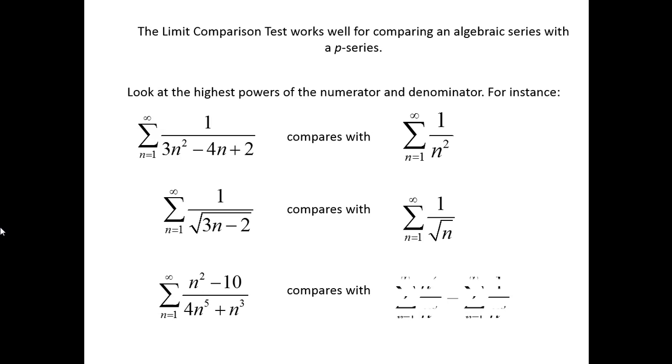This is similar to n squared over n to the fifth, which is really the same as 1 over n cubed. We know 1 over n cubed converges. So if we do a ratio with that and our series here, we'd get a positive finite number, which means our series converges.